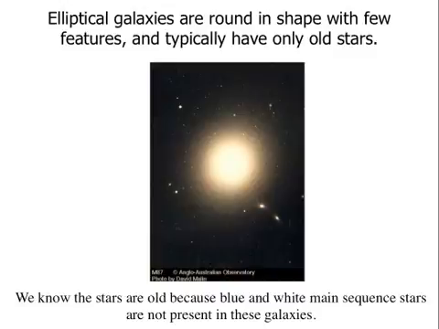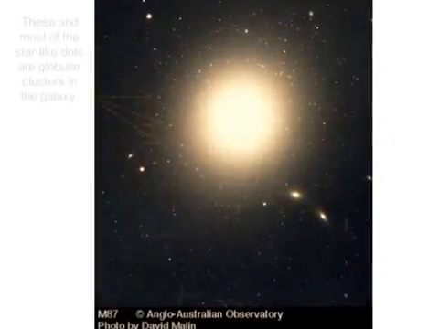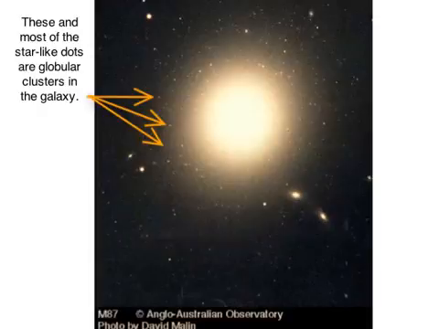So we'll start with the simplest looking galaxy, and that's an elliptical galaxy. Elliptical galaxies tend to be round, not necessarily circular. They can be oval shaped, but they're fairly round. They have very few features, very little dust, if any dust, very little gas, if any. And mostly they're just starlight.